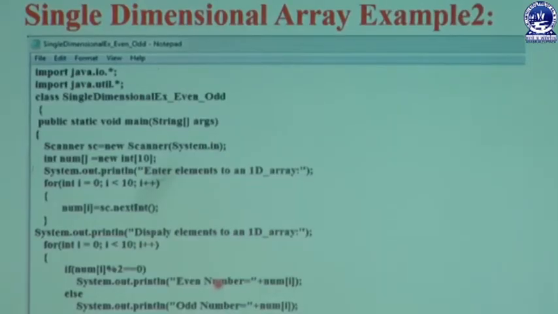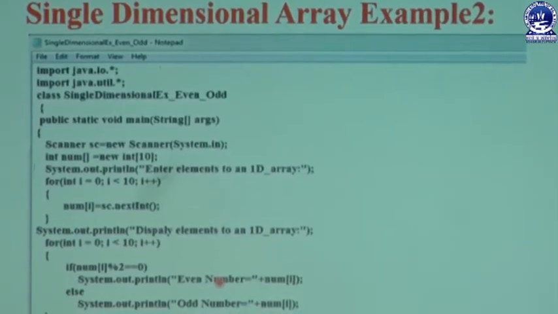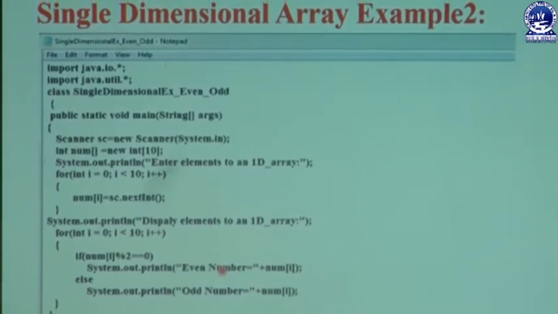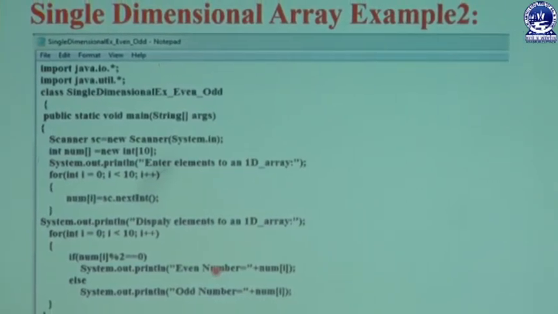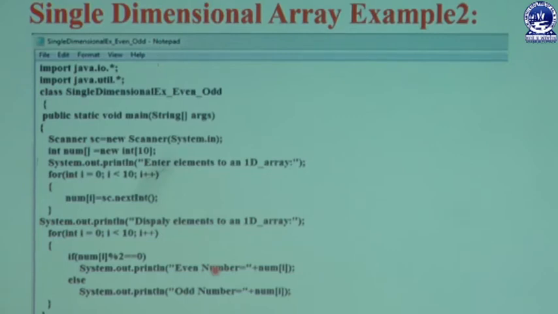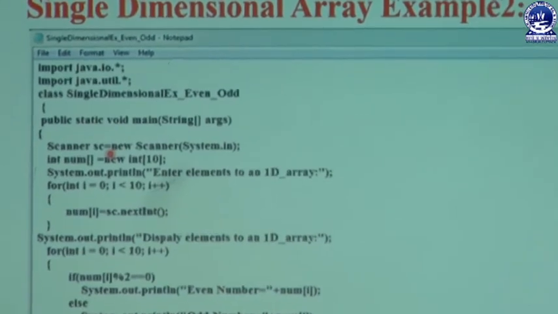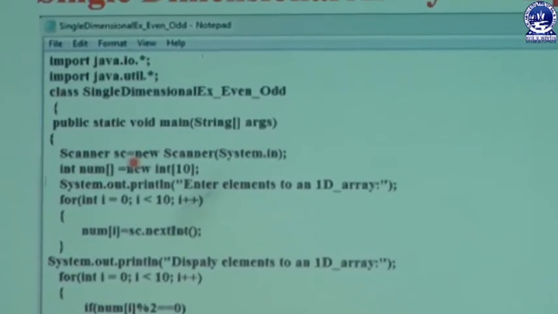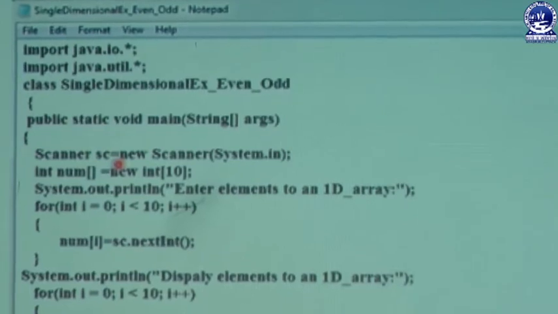This example is specially considered for inputting 10 elements and calculating the different types of even and odd elements present in that array. So in a similar way we can also declare import java.io.star semicolon. Similarly we can also declare the next statement, import java.util.star semicolon.